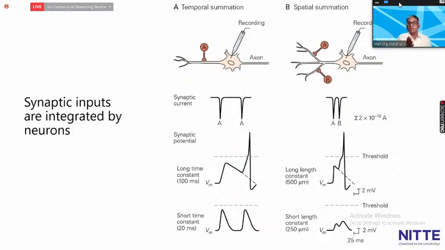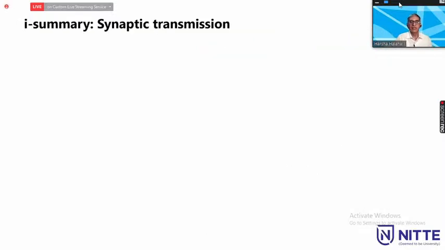If you have excitatory inputs and inhibitory inputs, it is a kind of algebraic summation. It becomes the sum of the excitatory plus the sum of the inhibitory. So if the total net excitatory inputs are greater than the net inhibitory inputs, you end up with a net excitatory effect, and vice versa. So synapses allow for integration of information from multiple sources.